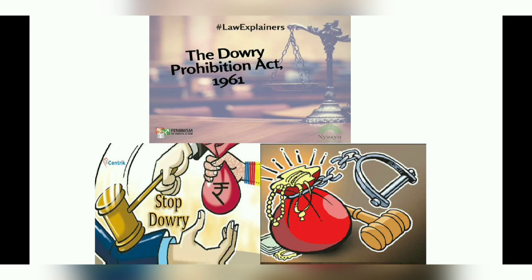According to this, any man or woman, either the woman for giving money to the husband's family or even the husband's family accepting the dowry, would be imprisoned, jailed, or would have to pay a huge amount of fine. So the Dowry Prohibition Act of 1961 plays a very important role in curbing dowry.